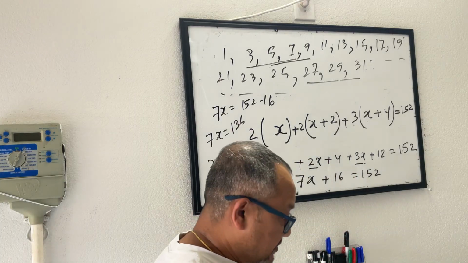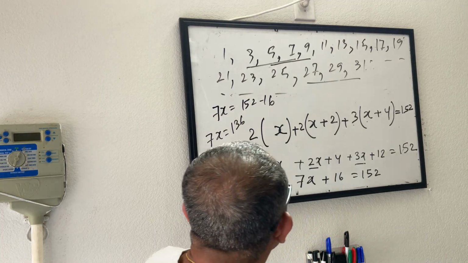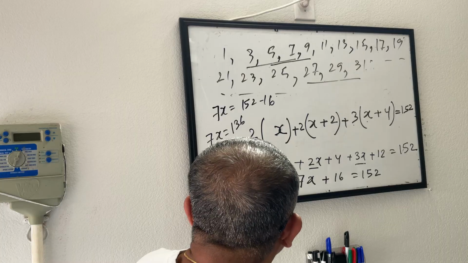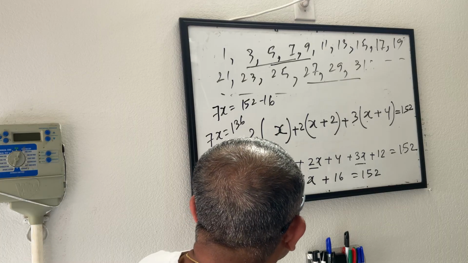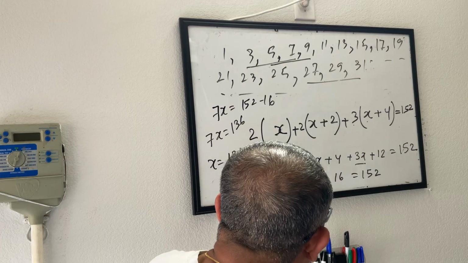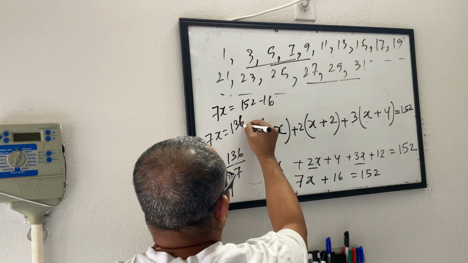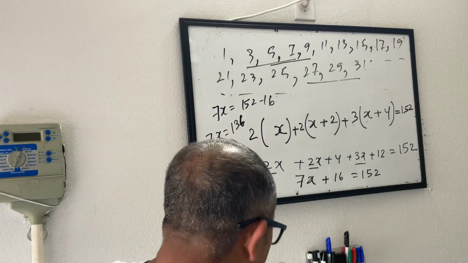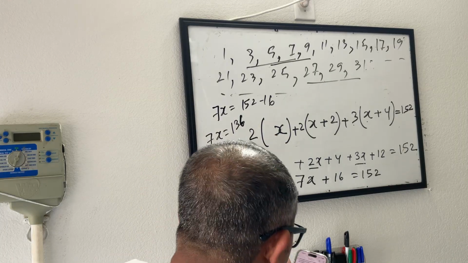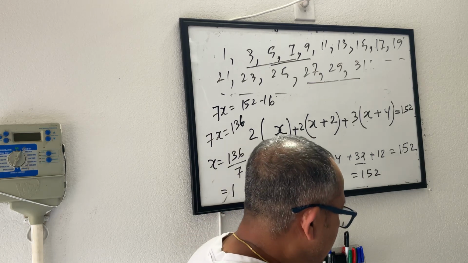Yes, Sarita. Wouldn't 152 minus 16 be 130? 130, it will be 136. Oh, okay. Yeah, I am probably checking what is going wrong here.